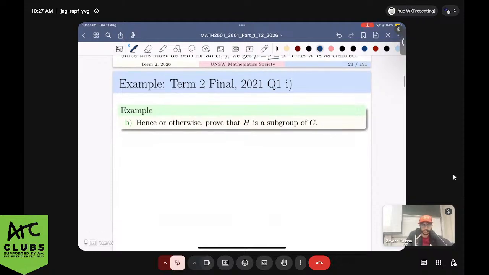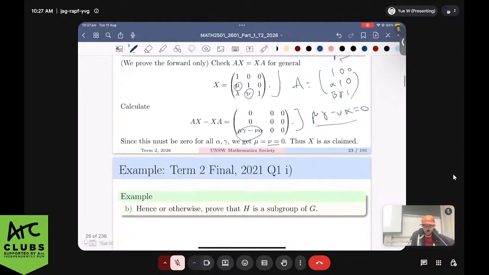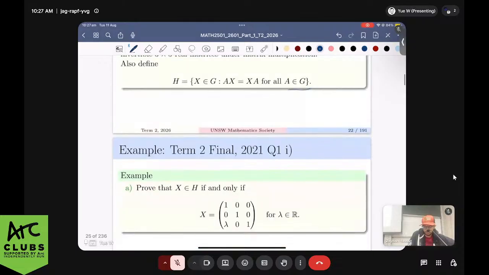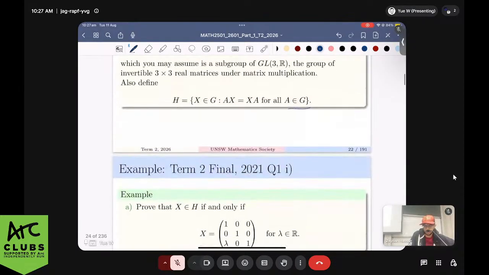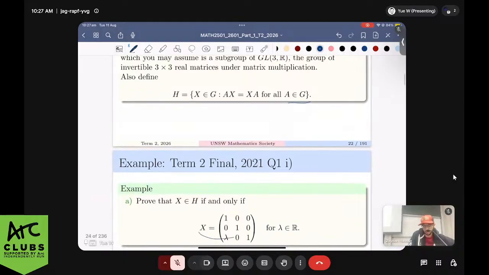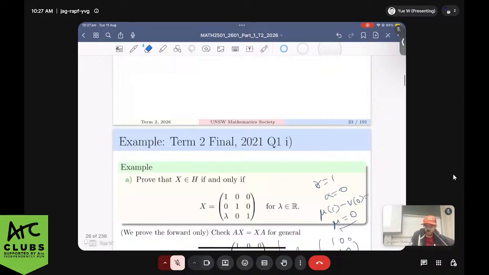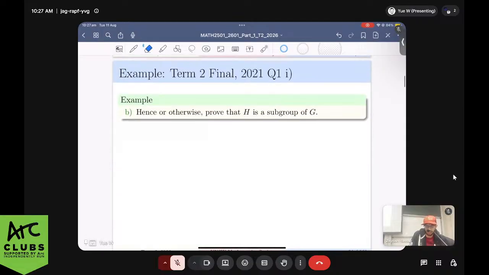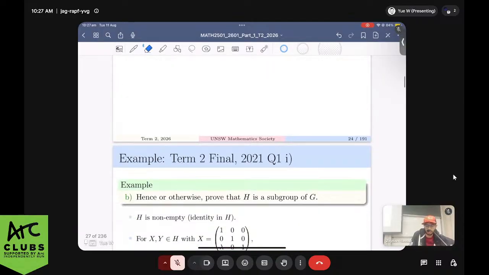Okay, now prove H is a subgroup of G. So we already proved, actually we kind of proved that it contains something, it's non-empty. You can show X is in H, right? So to prove it's a subgroup, we've already shown it's non-empty. We just need to show it's closed under the operation multiplication and it's closed under inverses. Or you can show it's closed under X, Y inverse or AB inverse.